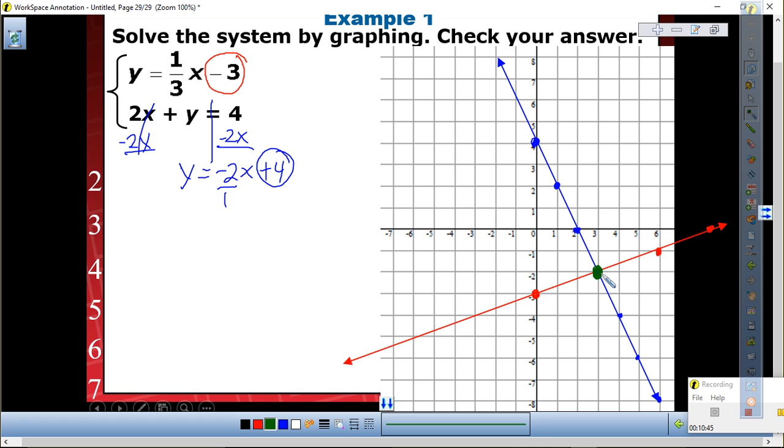All right, here we go. I'm going to make a big point so that you guys can actually see it. Do you see the point? Yes. Okay. And I want you to write the coordinate for that point. What is the coordinate for that point? 3, -2. That is our solution to the system.